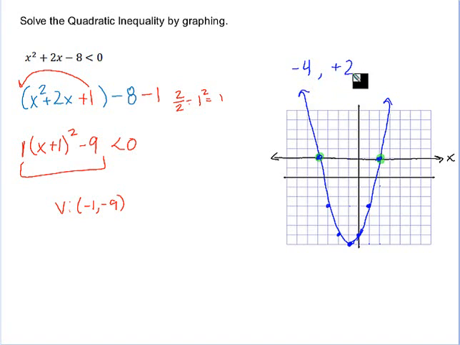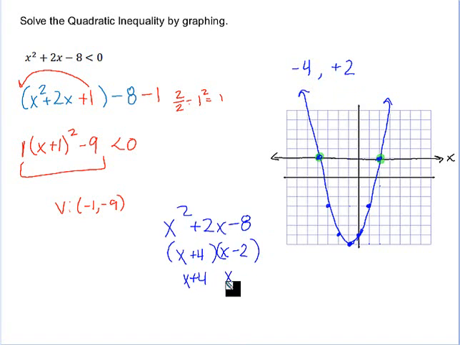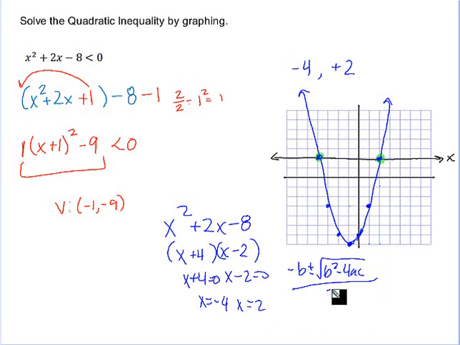Now let's say we couldn't get that exactly from the graph. You could do two different things. You could take a look at this and you could factor it. So you could go, okay, well this factors to x plus 4 times x minus 2, and then solve those both for 0, and then you get your -4 and your +2. Or you could certainly do the quadratic formula on it to get your two solutions. It doesn't matter. You're going to get those two solutions regardless of which way you do it.